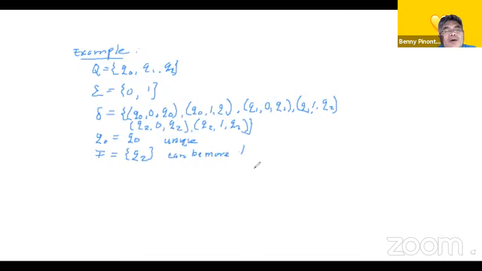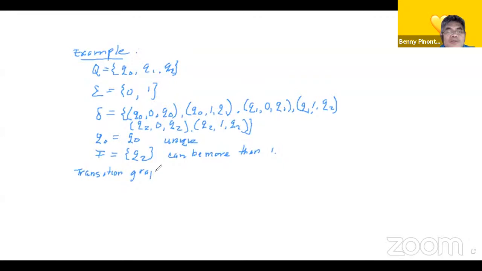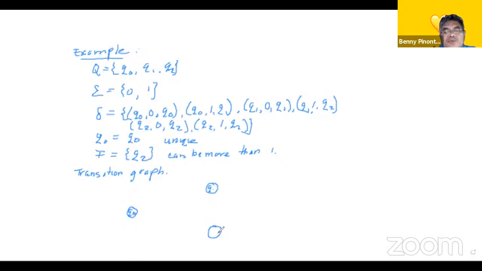Okay. Now, then we're gonna picture this in the so-called transition graph. So that consists of 3 states. So this is one, and it is the Q2.